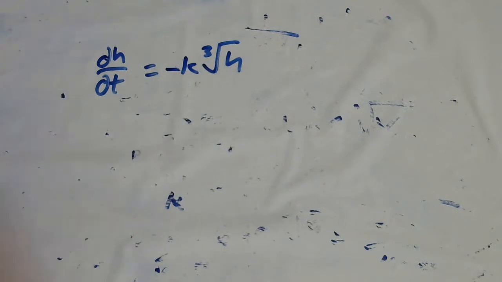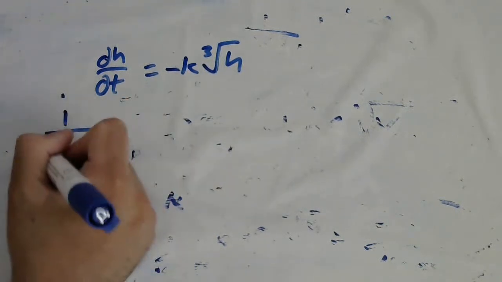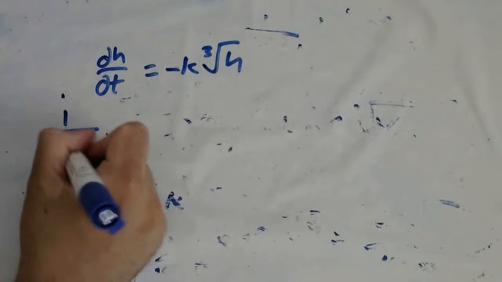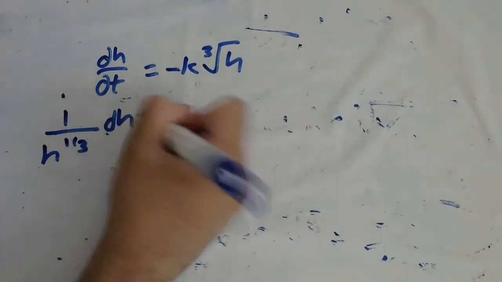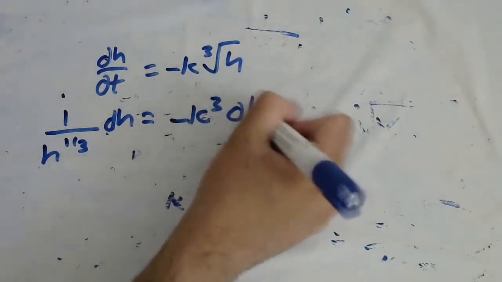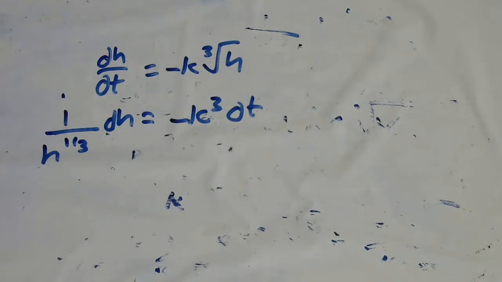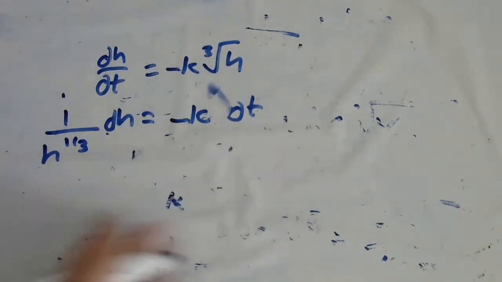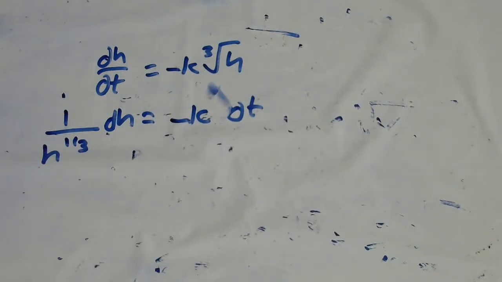We separate our variables as before. So 1 over the cube root of h, which will be minus 1/3, but I'll write it as that for the time being, dh equals minus k dt. I keep writing it as a cube, which is not right. It's just minus k, because the cube root is on the h, not the k. So that's what you've got. Everyone reasonably happy so far?